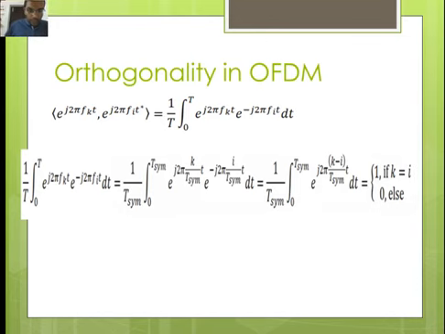So replacing the symbol, we get 1/T. The right hand side of the first equation is equivalent to 1/T_symbol times the integral from 0 to T_symbol of e^(j2πkt/T_symbol) into e^(-j2πit/T_symbol) dt, which is nothing but 1/T_symbol times the integral over a symbol duration of e^(j2π(k-i)t/T_symbol) dt, which is equal to 1 if k equals i, else it is 0.